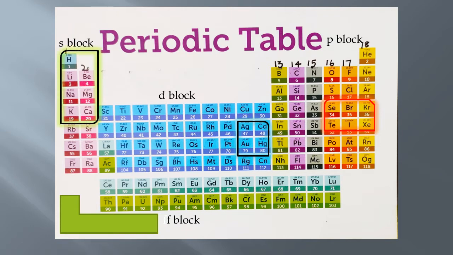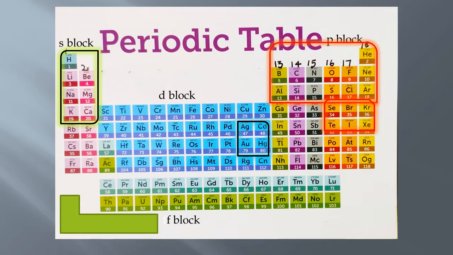So here you find in S block group 1 and group 2. So you have to notice the elements of group 1, that is hydrogen to calcium. They have one valence electron and the valency is 1. Then group 2, beryllium, magnesium, calcium, barium, they have two valence electrons and the valency is 2. We will skip for the time being D block and move on to P block.